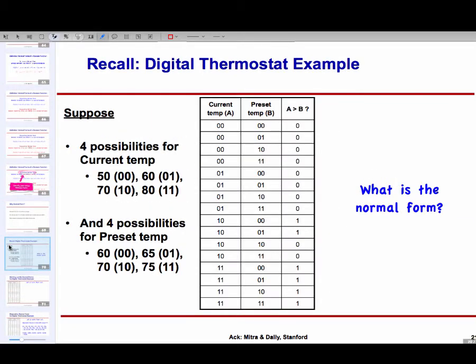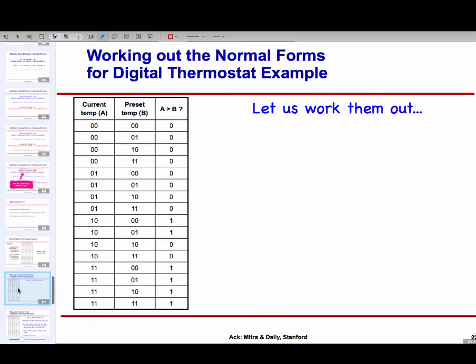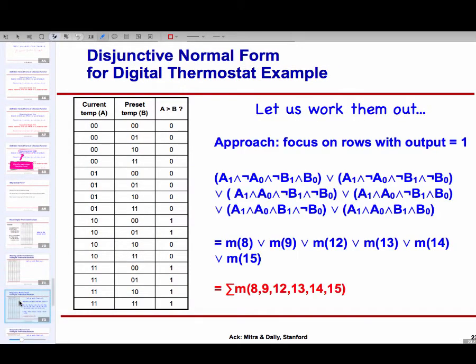Okay. Look at the thermostat example again. So this was the truth table, and we have a bunch of zeros and a bunch of ones. As you can imagine, each one of these rows corresponds to a minterm. So what is the normal form of this guy? Well, let's work it out. If I am doing the disjunctive normal form, then the idea is you focus on rows which are 1.